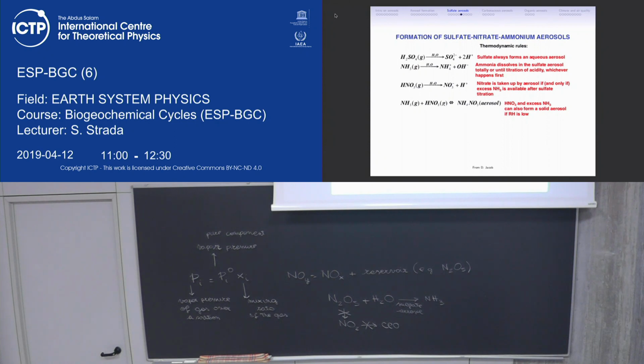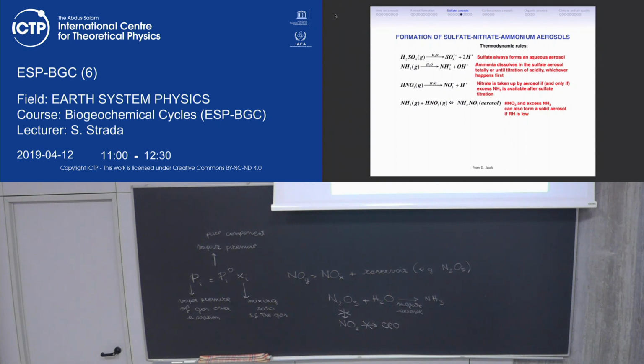If there is some ammonia left, and if we are under conditions of low relative humidity, what can also happen is the direct interaction between ammonia and nitric acid to form an ammonium aerosol. So what you have to remember here is that the production of sulfate and nitrate is tightly linked, because both are coming from acidic gas precursors, sulfuric acid or nitric acid.